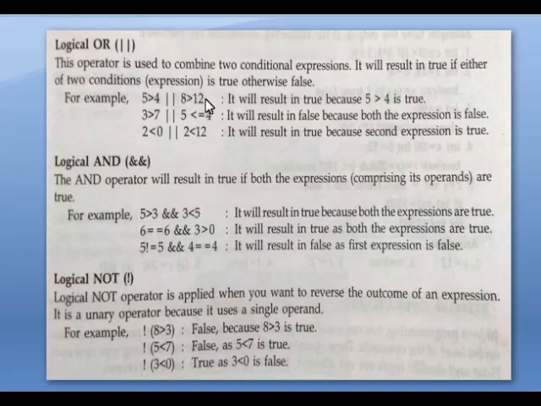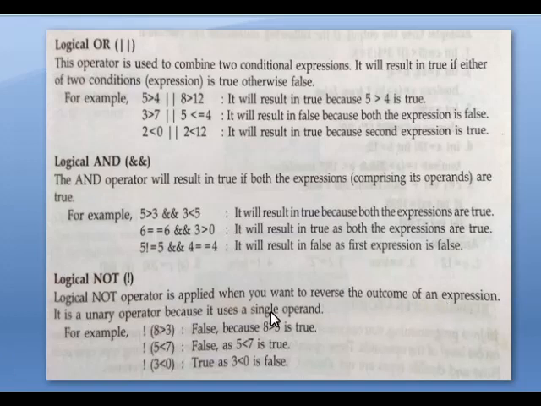Logical AND means if both the conditions are true, then the output is true. If both the conditions are false, then the output is false. If any one condition is false, the output is also false. Logical NOT operator means it will just reverse the value. The logical NOT operator is applied when you want to reverse the outcome of an expression. It is a unary operator because it uses a single operand.